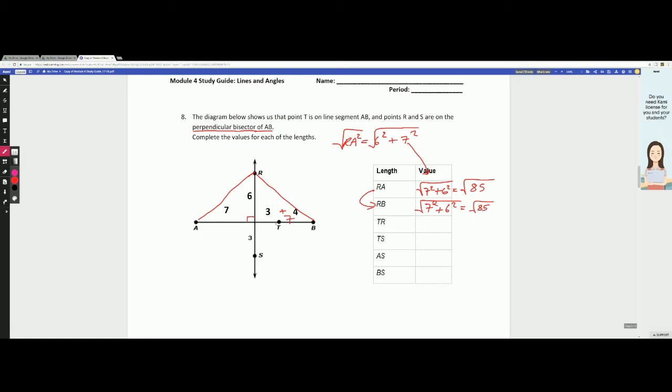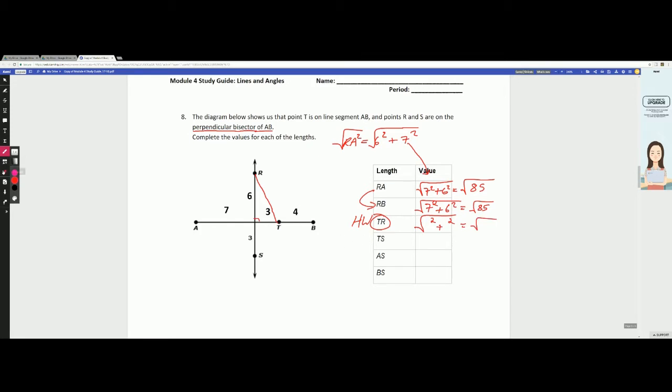Okay. TR. All right, so TR, let me clean this up. TR is right here, okay? Again, we're still using a right triangle, so I'll tell you what, go ahead and try TR for homework, okay? Same process, use Pythagorean, test it out, see how far you can get. Again, you should have something squared plus something squared, and you should get something squared. Okay, so try that one out.